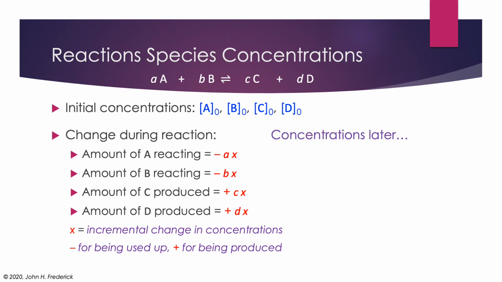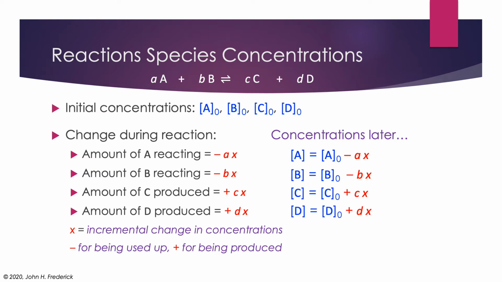Now, if I were to chart the concentrations later, I started at A0, the thing at the top of the slide, and I lost little a times x, so my concentration at a later time is going to be A0 minus little a times x. Similarly for B, I'm going to have B0 minus little b times x, and so forth and so on. Notice that for C and D, it's not a minus sign but a plus sign. They're increasing as time goes by. So by setting up our concentrations this way, I've made it so that x is now the only variable I need to solve for in order to specify the equilibrium state.